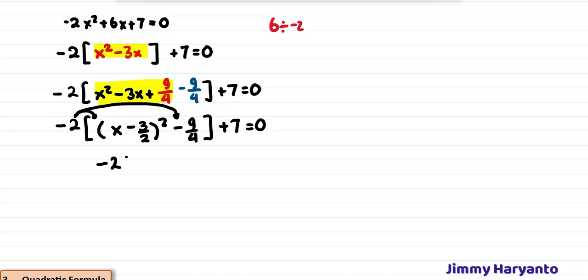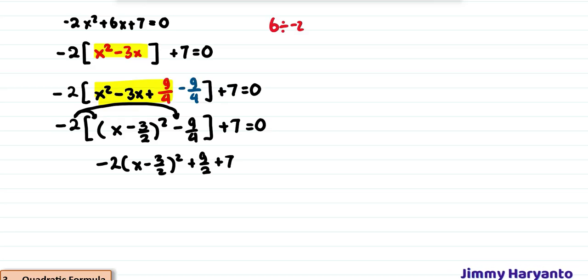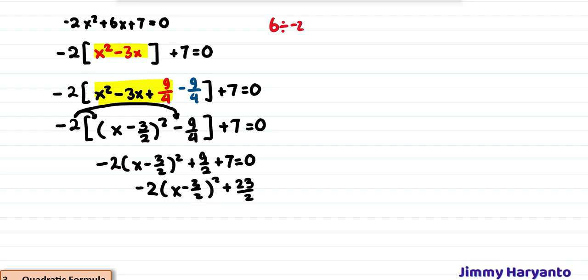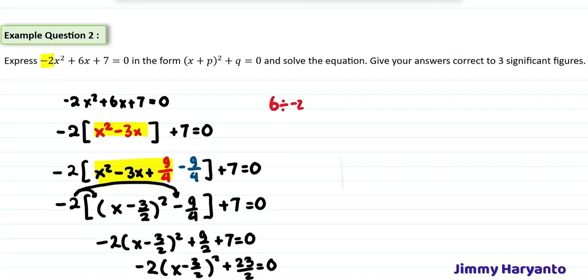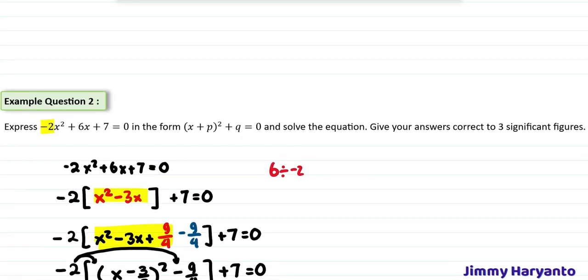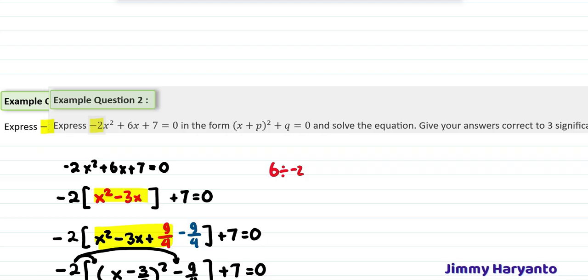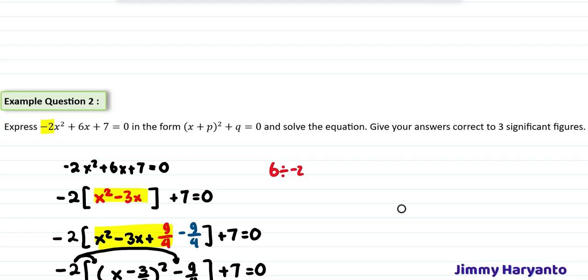So you'll have negative 2 times x minus 3 over 2 squared. And then when you multiply this, you'll have 9 over 2 positive plus 7 equals to 0. And then negative 2, open brackets, x minus 3 over 2 squared. This one will become 23 over 2 equals to 0. There you go. We already change the expressions into this form.